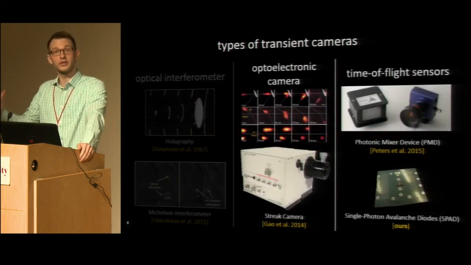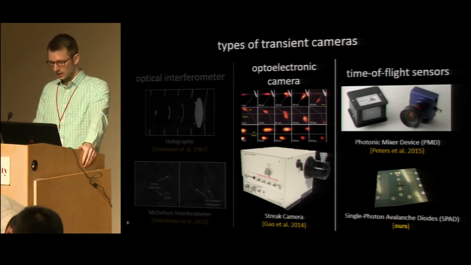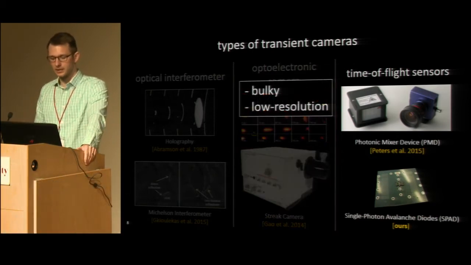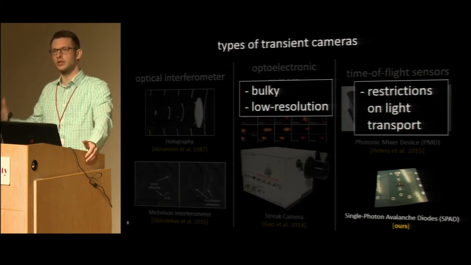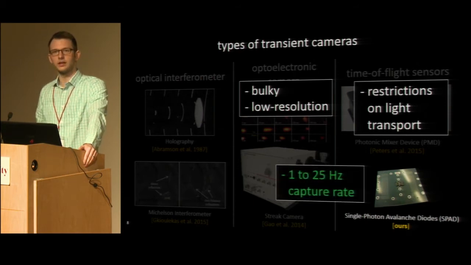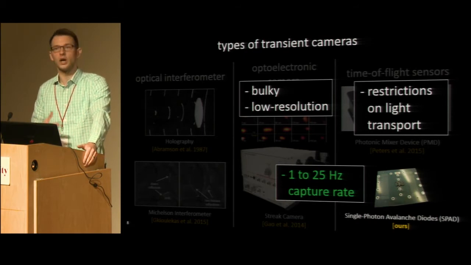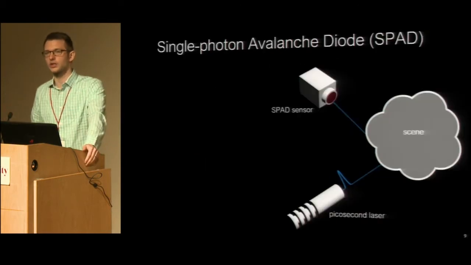There have been some efforts to decrease the acquisition time, including a streak camera capturing transient images in a single shot, although there are still problems with the bulkiness of the setup and the resulting low resolution of the captured transient images. With PMD-type sensors, we can also increase the acquisition speed, although in this particular work there were restrictions on what we could actually reconstruct in the transient image. And so today I'll be talking about our method using single-photon avalanche diodes, which can run from 1 to 25 hertz acquisition speed. So how does our setup actually work?